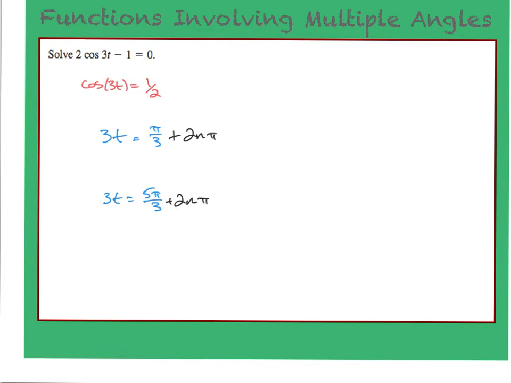All right. So I'm going to add 2 n pi's. However, have I solved for my variable yet? No, I haven't solved for my variable. Right now, I got 3 times t. So how do I start solving for t? Divide by 3. So we divide everything by 3.